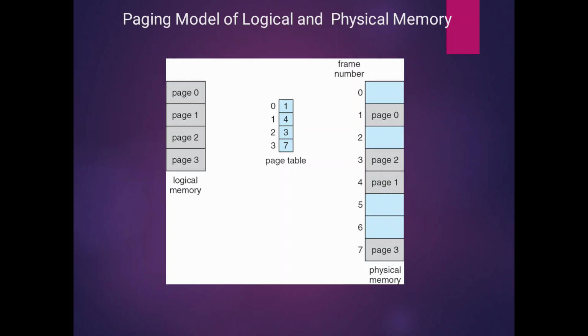In this page table, page 0 has the value 1, and the page table contents are 1, then 4, then 3 and 7. So that is the frame number indication. When we move to the physical memory, frame number 1 holds page 0 of the logical memory. Frame 4 holds page 1 of the logical memory. Like that, frame 3 holds page 2, then frame 7 holds page 3.